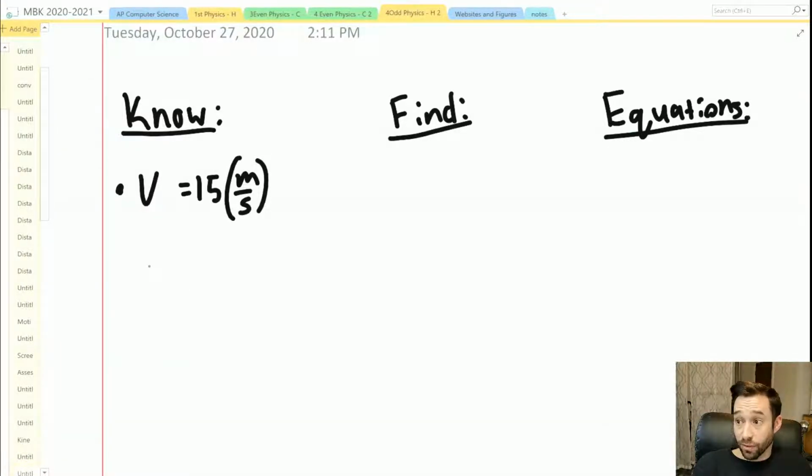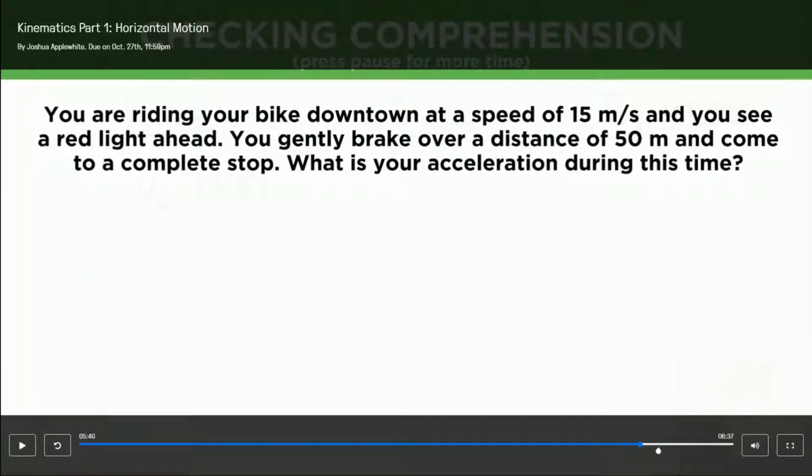It's a unit of velocity. And if I'm already traveling 15 meters per second, that's indicating that it's my initial velocity. Switch back. And then I see a red light. I gently brake over a distance of 50 meters.